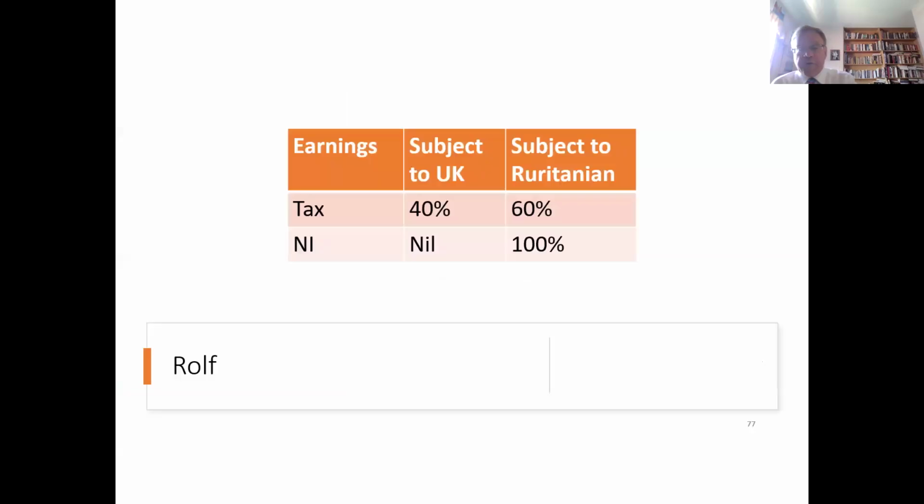So how does that work for Rolf? Well, he has earnings. Remember, 2 days out of 5 in the UK, 40% subject to UK tax. If Ruritania has an exemption with progression method, then 60% of his earnings would be subject to Ruritanian tax. But in terms of social security, we assume that he stays in the Ruritanian system, so 100% of his earnings would be subject to Ruritanian national insurance.